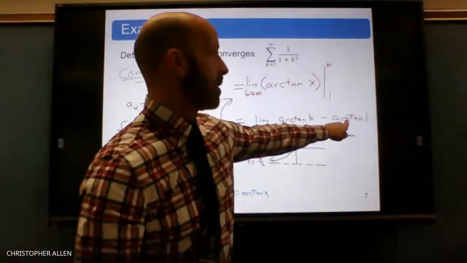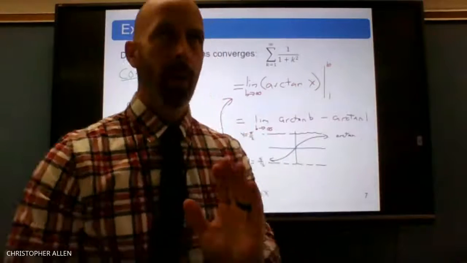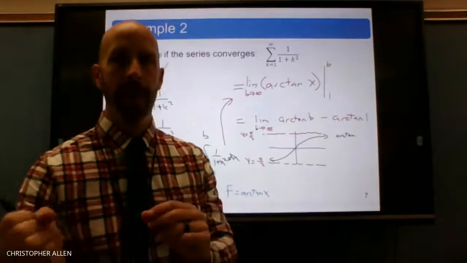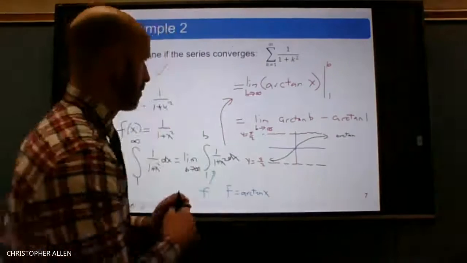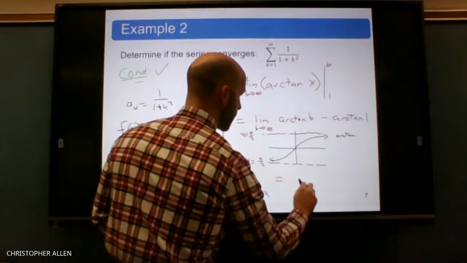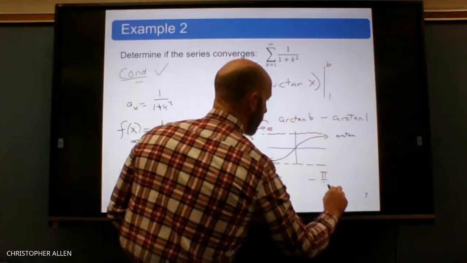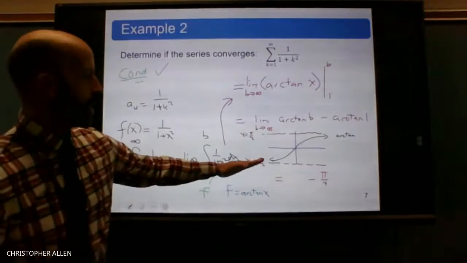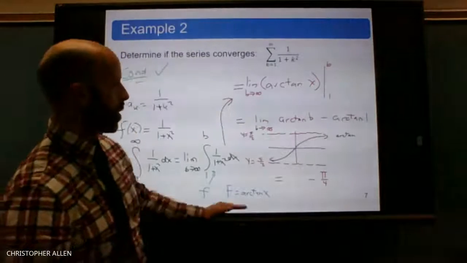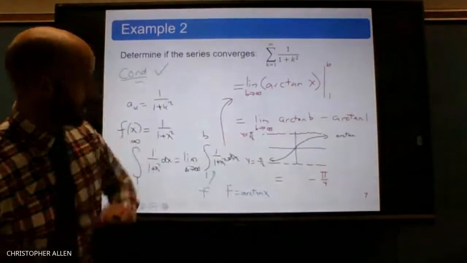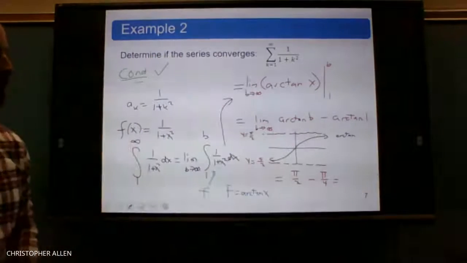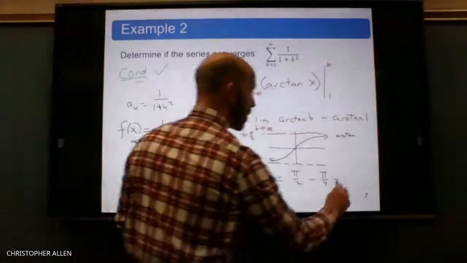Oh, by the way, when we say arctan of 1, we're basically saying the tangent of what is 1. And what tangent gives us 1? Pi over 4. You got it. So we are going to get minus pi over 4 here. Now, as our arctan function is getting closer and closer to infinity, what value does it approach? Pi over 2. So when we take pi over 2 minus pi over 4, we get pi over 4.